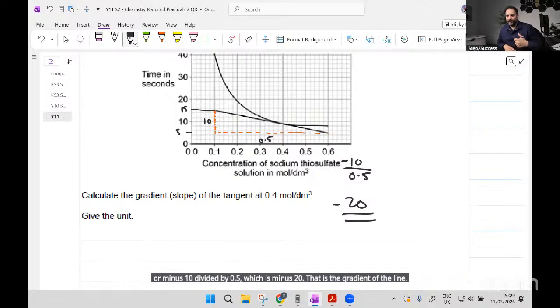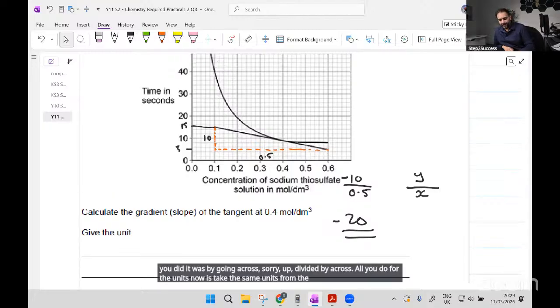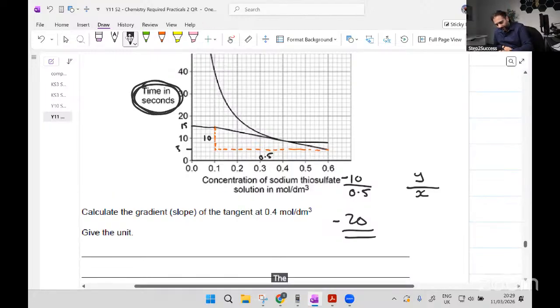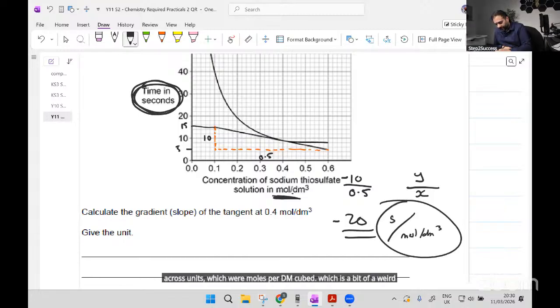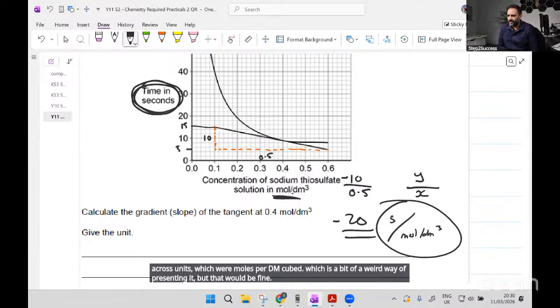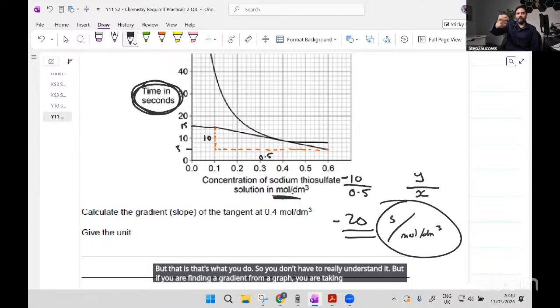The unit then, and you get this a lot across all of the sciences, where you have to state a unit from a graph. If you found a gradient of a line, the way you did it was by going up divided by across. All you do for the units now is take the same units from the axes. So the up and down units were seconds divided by the across units, which were moles per dm cubed, which is a bit of a weird way of presenting it, but that would be fine. But that's what you do. So you don't have to really understand it.